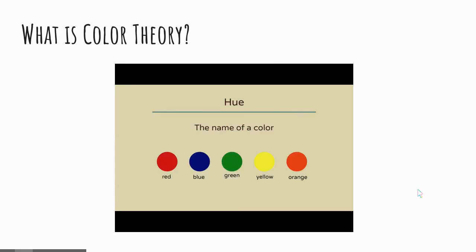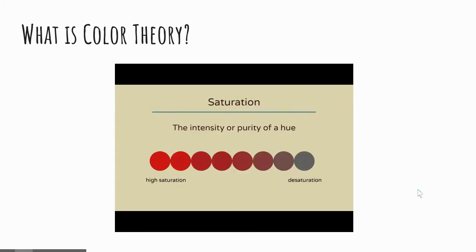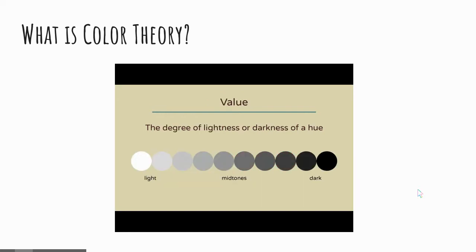A hue is the name of a color, like red, blue, green, yellow, and orange. Saturation refers to the intensity or purity of a hue. High saturation means the color is really bright, and desaturation means the color looks washed out or grayed out. Value refers to the degree of lightness or darkness of a hue. This value scale shows you a full range of values.